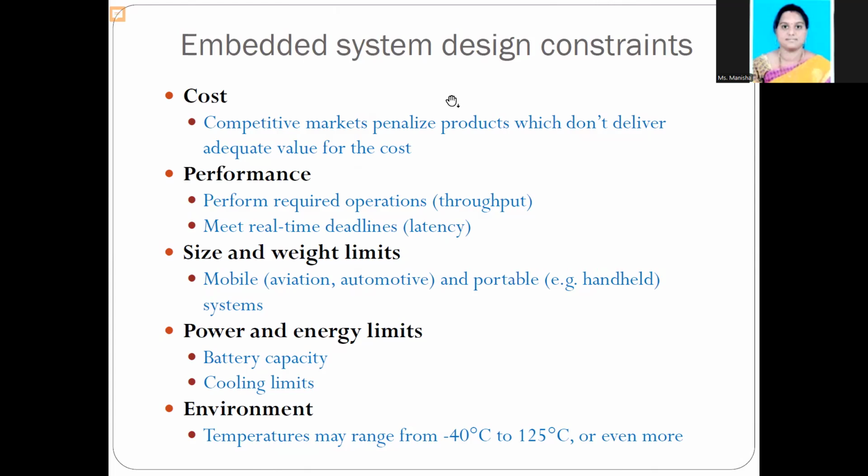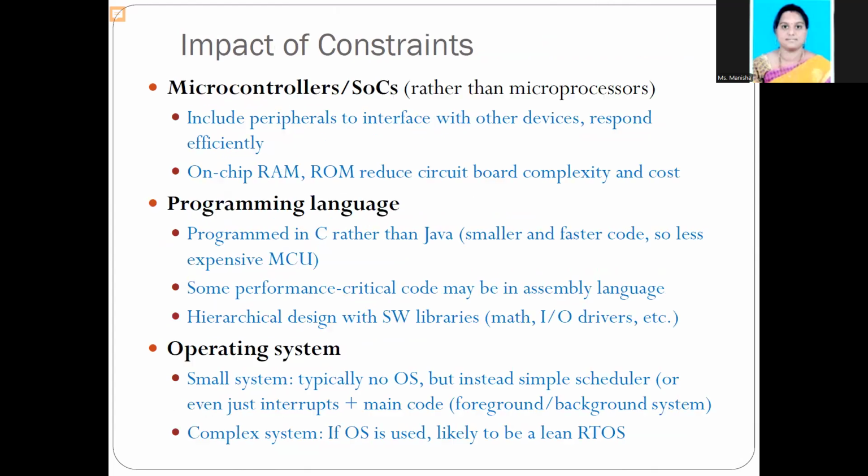Comparing the embedded system design constraints, they are categorized into cost, performance, size and weight limits, power and energy limits, and environment. If it is compared to cost, how the market value is personalized, which doesn't deliver adequate value for the cost. Performance requires operations that meet real-time deadlines, such as in mobile, aviation, and automotive systems. Power and energy limits involve battery capacity and cooling limits. Environment temperature may range from minus Celsius and even more.